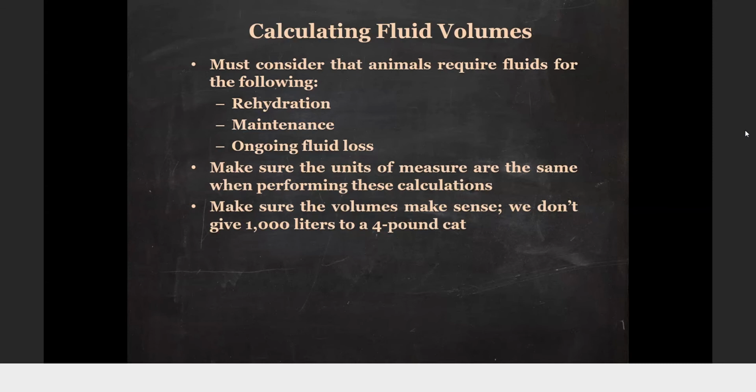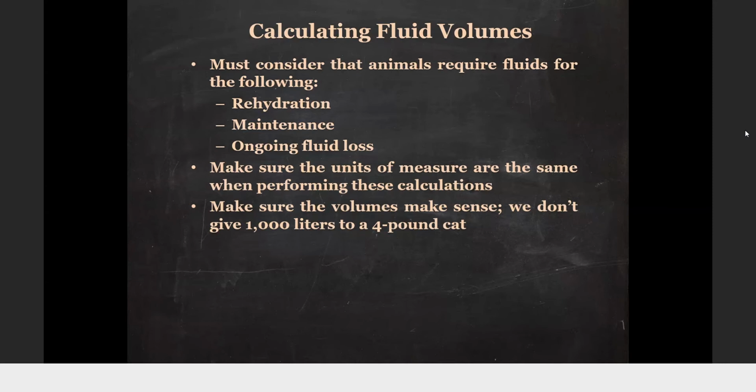So we have to consider three things. First, the rehydration status of the animal, so how much needs to be rehydrated. Second, the maintenance volume for the animal, in order for it to maintain a normal equilibrium and main physiological functions. And the third is the ongoing fluid loss.